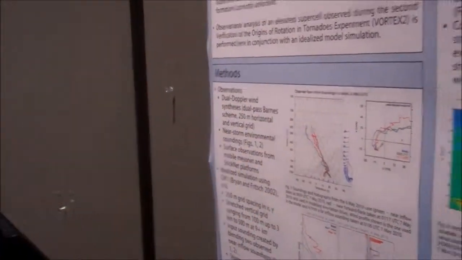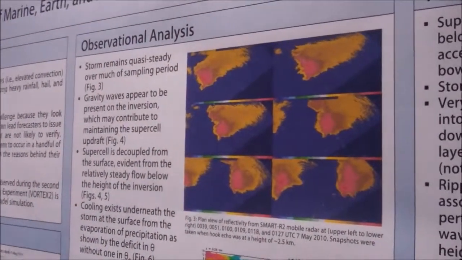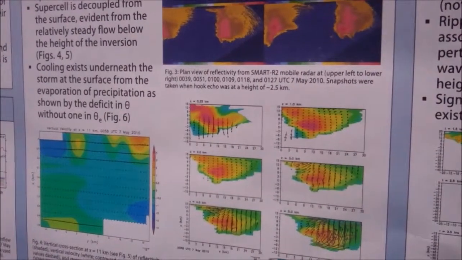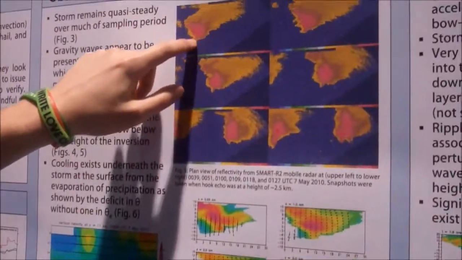If we look at the observational analysis, you can see from these radar images over time the storm is fairly steady over the course of an hour. It's also got this interesting hook feature here. Going more in depth, you can see from the dual Doppler analysis here that below the stable inversion, which is roughly 2 kilometers in height, the storm doesn't seem to be affecting the surface winds. So the storm is decoupled from the surface. As you go higher up in the atmosphere, winds start to increase and change direction. This is significant as it shows that the storm is indeed elevated.